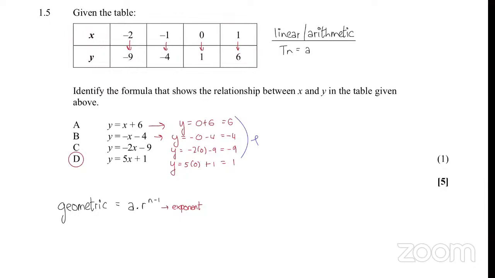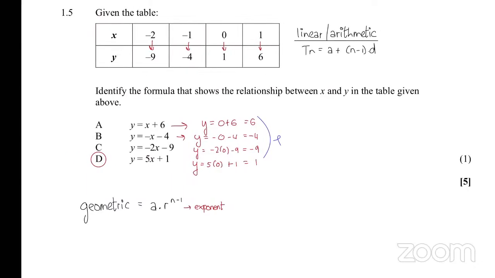Tn is equal to A plus n minus 1 times the difference. Okay, and we can substitute values. So remember in this case, actually, I scrapped that. That might not work. The reason for that is because we have negative numbers.